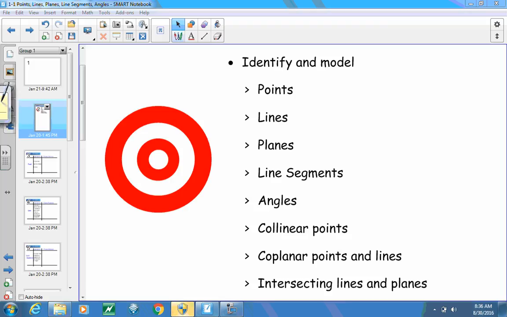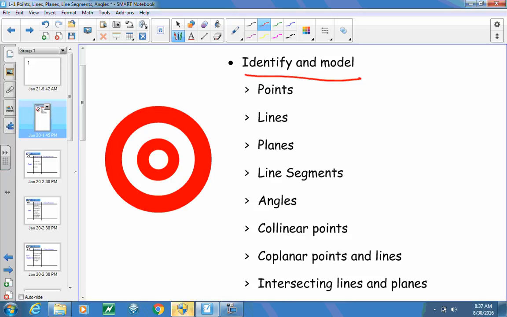Notice here that it says to be able to identify and to model. Identify means being able to look at a drawing and find a line and a point, and modeling means to actually draw it out. So you have to draw out a line, you have to draw a line segment. In class, we created a foldable for you to help with your note-taking, so go ahead and grab that and we'll get started.